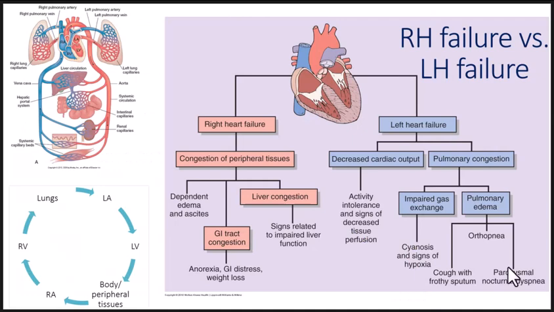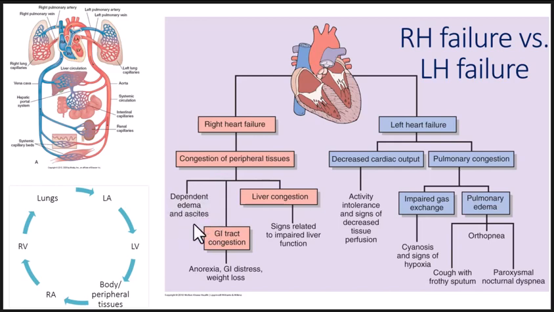There's not really a whole lot new on this slide. It is a nice summary of the differences between right and left heart failure with just a couple small additions. We already know with right heart failure that if the right heart fails to pump blood into the pulmonary circulation, it can back up and cause peripheral edema. And we call this really congestion of peripheral tissues. There's just too much fluid, it's congesting it. And we talked about dependent edema and ascites.